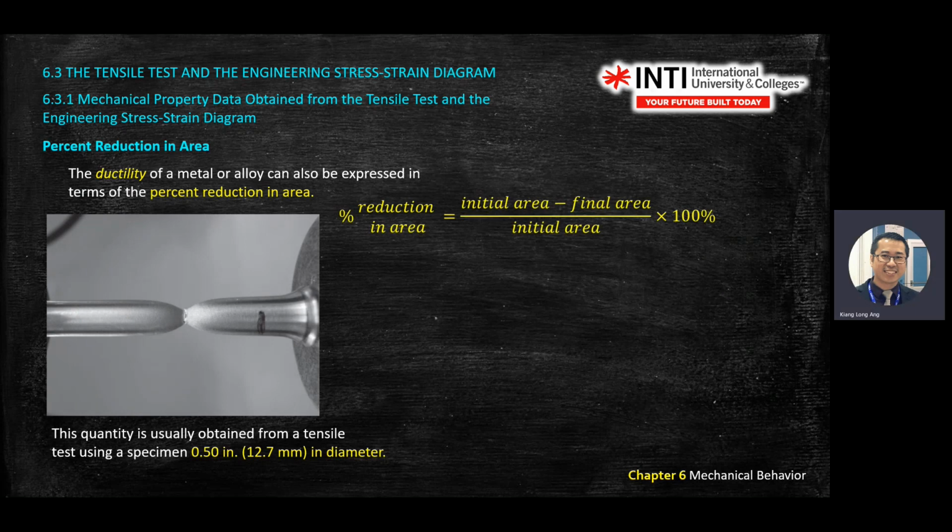The rest is quite straightforward. Reduction of area you should be able to calculate: initial minus final. Why initial? Because initial is always bigger than the final one in the metal reduction of area.